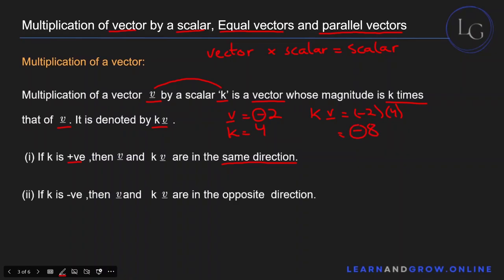But if k is negative, then kv and v are in the opposite direction. So let's take two other values. Let's say in this case, v is equal to, again, -2, and k is equal to -4 instead of +4. So kv will be equal to -4 into -2, which is equal to +8. As you can see, v is negative, but kv is positive. So v is in the negative direction and kv is in the positive direction. So they're in opposite directions. I hope that clears things up.